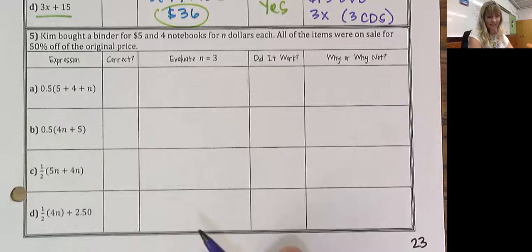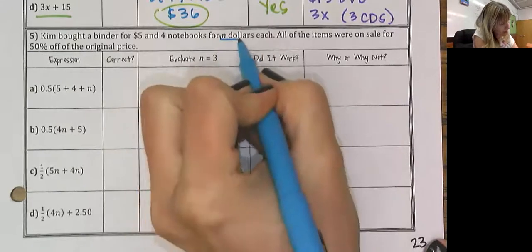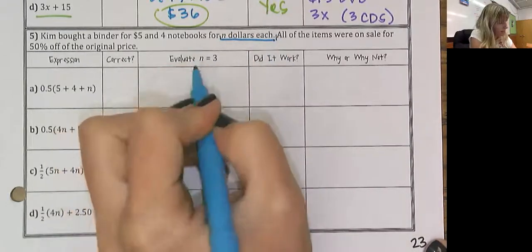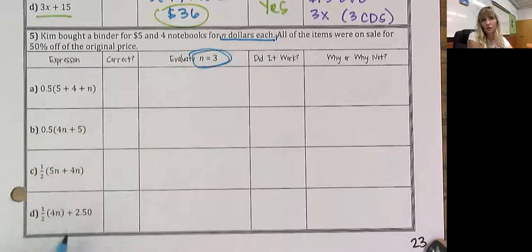Did you make your guesses? Because now we're going to find out. I'm going to tell you the unknown. Here was the unknown in the original story, N each. I didn't know how much the notebooks cost until right now, until I just told you. And I told you so that we could evaluate and check it out.